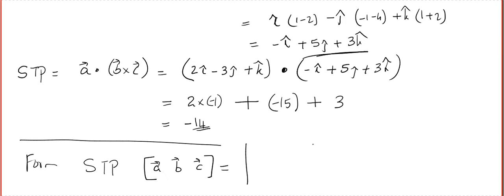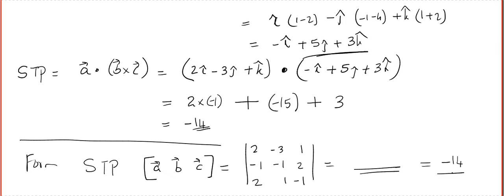And it is a determinant. What is the component of A? 2, minus 3, 1. Then minus 1, minus 1, 2. And then 2, 1, minus 1. Okay, try it and check whether you're getting the answer, minus 14.